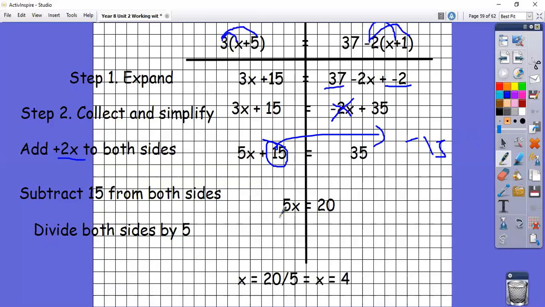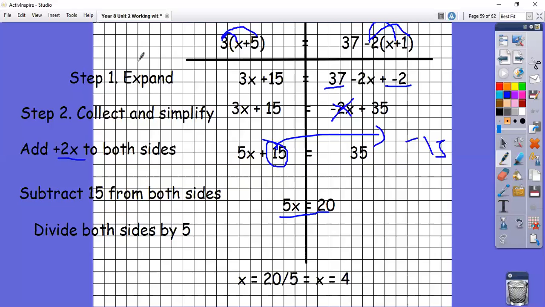And then now I'm left with a nice final step. So you've got 5 times x is 20. Remember, 5 is now the coefficient. So I've got to divide by the coefficient, so that leaves me with x is 20 divided by 5, which gives me x equals 4. And again, remember to check your answer by substituting it back into the equation to see if it works.